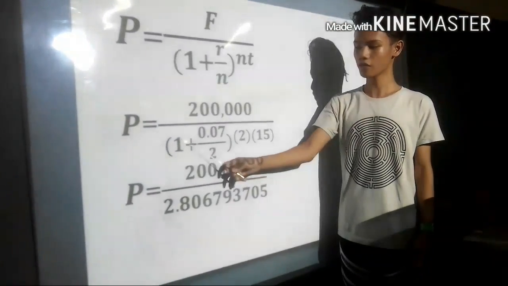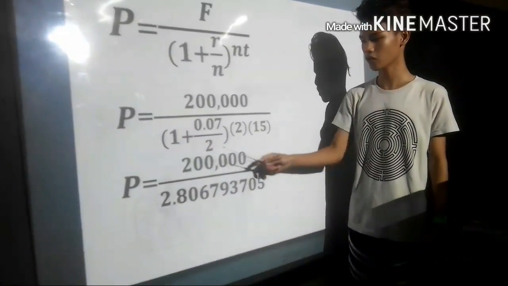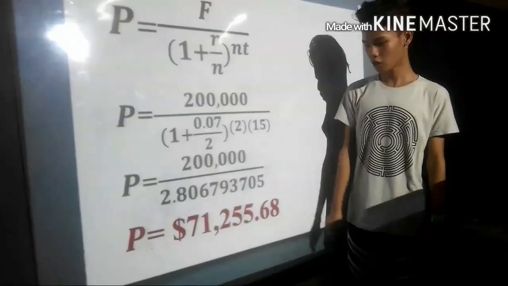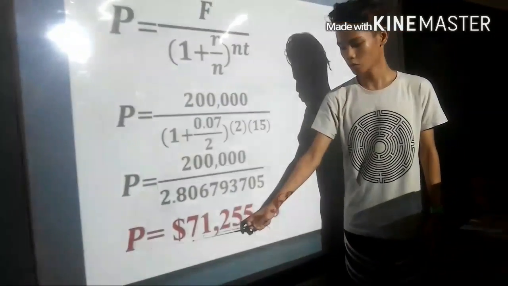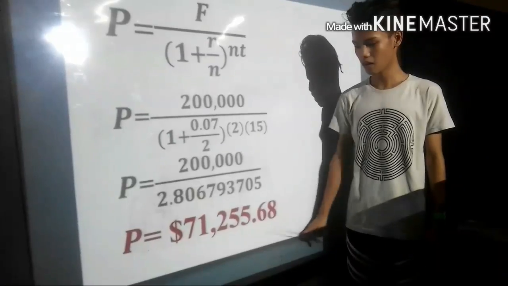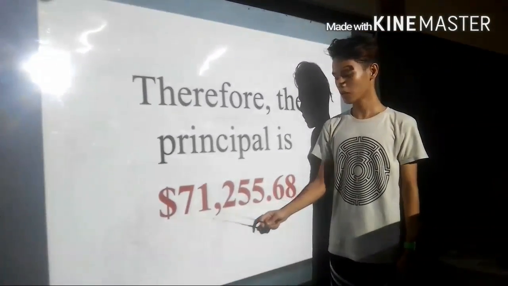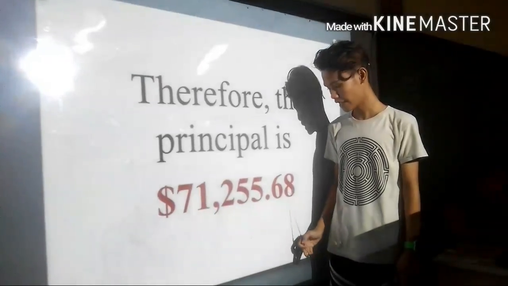So let's solve this first. P is equal to 200,000 over the result of this. The result will be P is equal to $71,255.68. Therefore, the principal is $71,255.68.